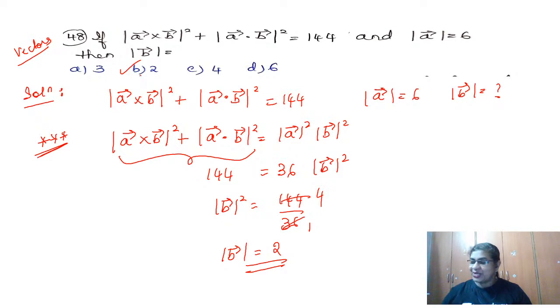Hope this is also easy. Hope you have understood. Just to remember, cross square plus dot square is equal to A square B square. You will get the answer. We move on to the next question.